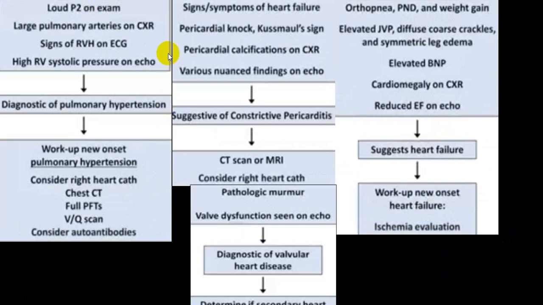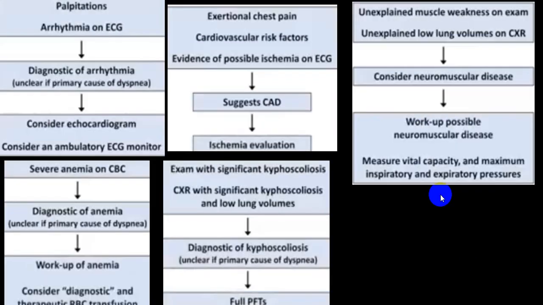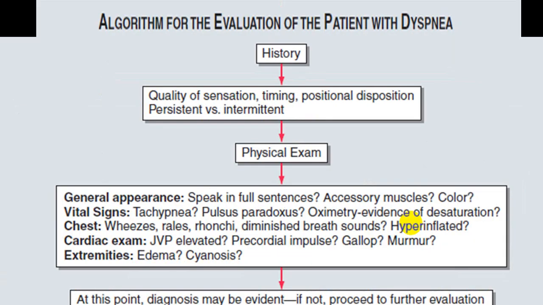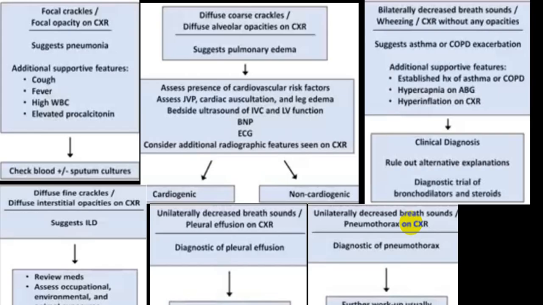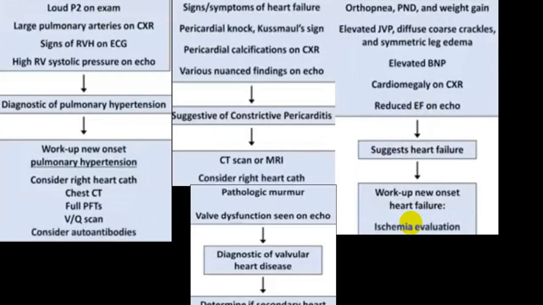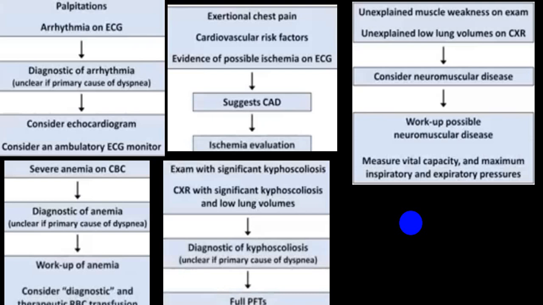then loud P2, symptoms and signs of heart failure. If a person has got orthopnea, PND, what will you do? It is clear cut. This will be the cardiovascular group. Then if a person has got palpitation, severe anemia, exertional chest pain, severe kyphoscoliosis, muscle weakness, almost all categories have been covered. At your leisure time, you can pause and go through all. These are all flow charts. Means any person who comes to you with dyspnea, how you can go through. I'm keeping the slide for some period of time. You can take a screenshot and go.